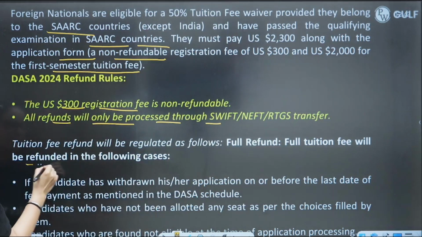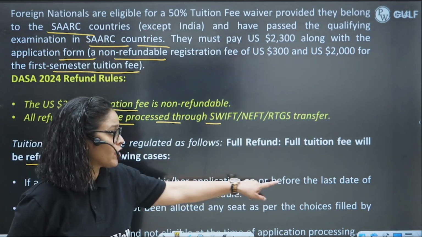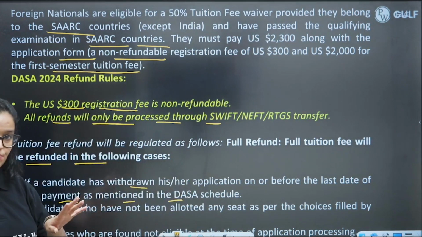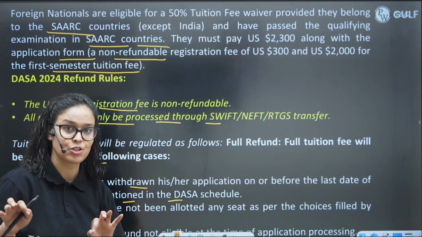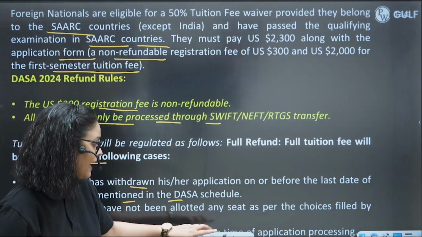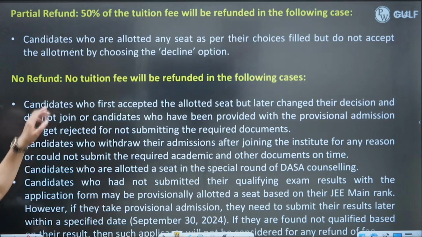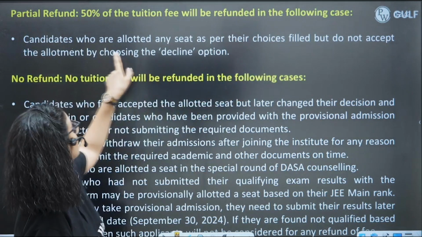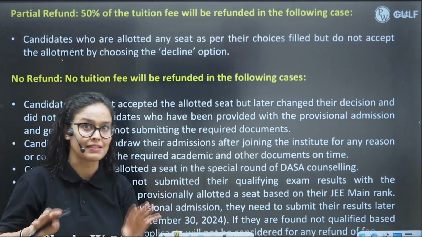The full tuition fee will be refunded in the following conditions: if a candidate has withdrawn his or her application on or before the last date of payment, as mentioned in the DASA schedule, right? Next, candidates who have not been allotted any seat as per the choices filled during the counseling, and candidates who are found not eligible at the time of application processing, will get the full fee refund, right? Next is partial refund. Candidates who are allotted a seat as per their choice filling but do not accept the allotment, or decline the option, will get a 50% return.